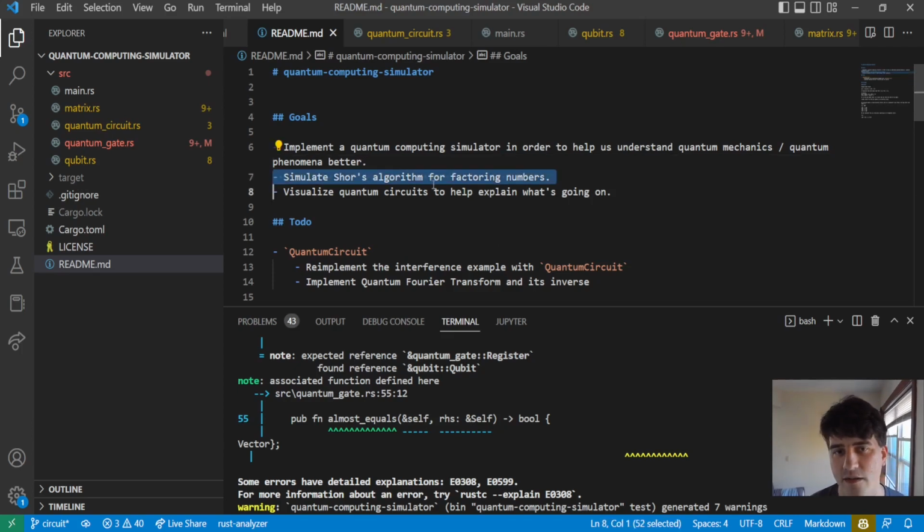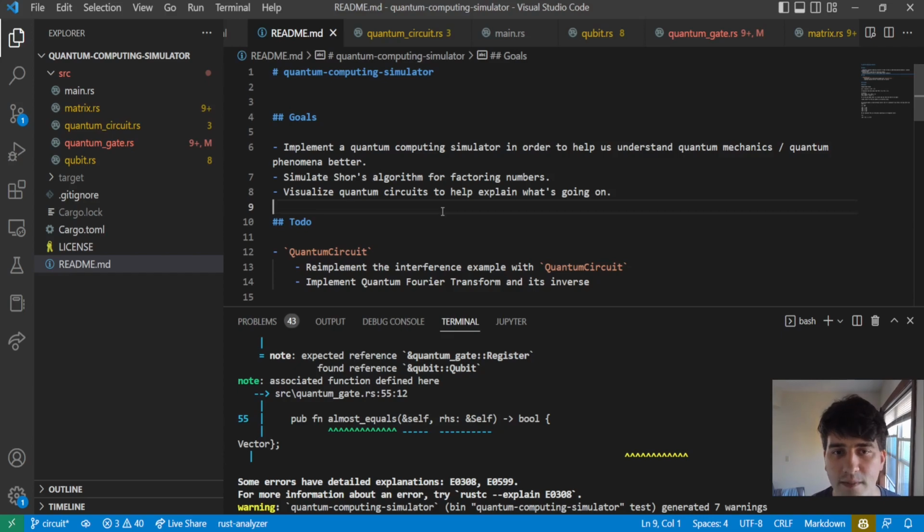The tactical thing that I want to get to in this series is simulating Shor's algorithm for factoring numbers. This is one of the things that would make quantum computing a game changer: being able to factor large numbers efficiently. It would do things like break RSA encryption and let us solve a lot of complex numerical problems that we can't solve with classical computers.